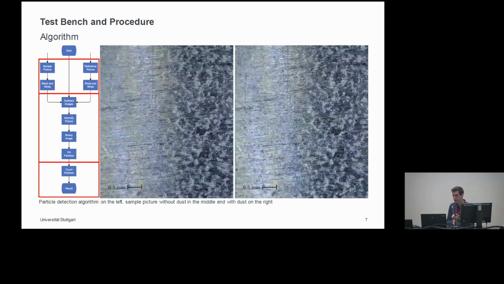We detect the particles on the surface with self-developed algorithms, which use two pictures. On the left side, you see a sample surface without any particles on it as reference, and on the right side, with particles on it. In the first step, we subtract them from each other to remove the background, and intensify and fill out the gaps to count the particles afterwards. As you see, the particles are very small and it's very difficult to identify each particle, so the reference picture has to be really close to the real picture in positioning.